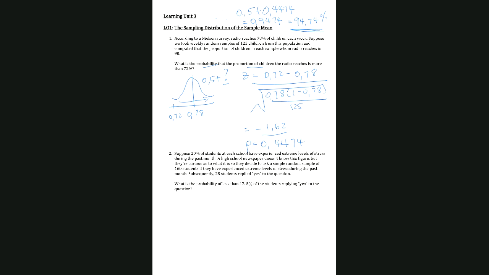Then question 2 is saying to you that suppose 20% of students at each school have experienced extreme levels of stress during the past month. So they've said to you 20% of students at the school. So again, they've given you a general figure for this, which means that 20% is the value of pi. So immediately you can do part 1, and I'm just going to clear the screen. So part 1 here is plotting the 0.2, which is your value of pi.